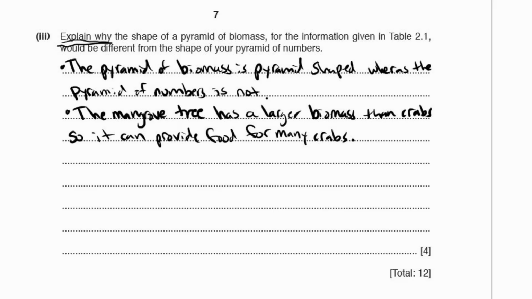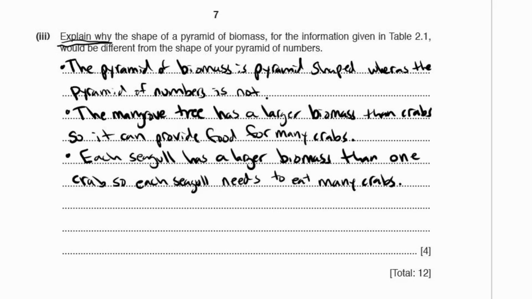Another thing you could say is that each seagull has a larger biomass than one crab, so each seagull needs to eat many crabs. And that explains why the seagulls have a smaller bar for the pyramid of numbers than the crabs do. And it explains why the mangrove trees have a larger bar on the pyramid of numbers than the crabs do. So those two statements explain why the pyramid of numbers is the way it is.